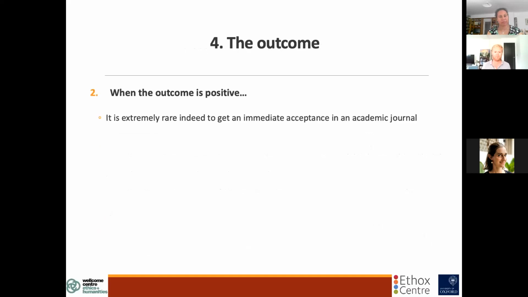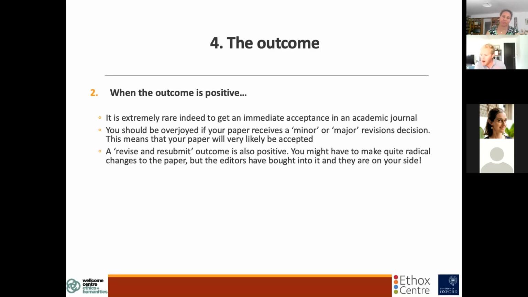And finally, the outcome. So let's start with the positive outcomes first. Be aware, of course, it's almost unheard of, but certainly rare, to get an immediate acceptance from both reviewers and from the editor from your first submission. So, you're going to get invited at best to revise the paper. You should be absolutely overjoyed if you get a minor or major revisions decision. That means you've got a little bit of work to do, perhaps a bit more work to do for some major revisions, but your paper is on the route to acceptance.